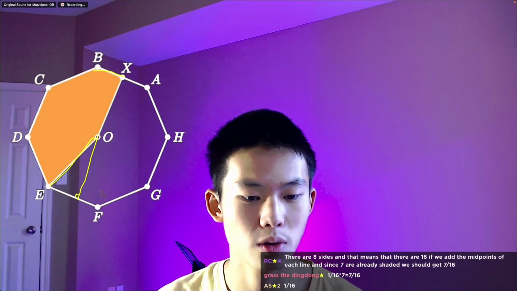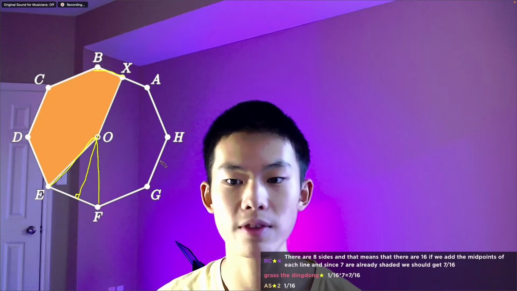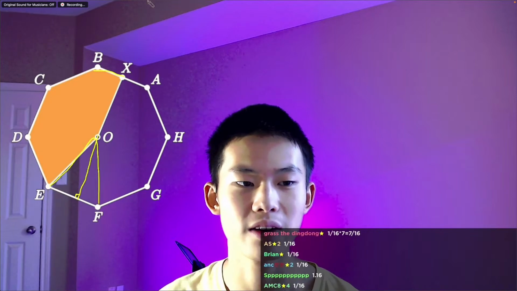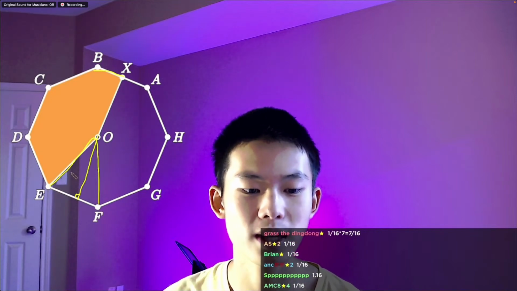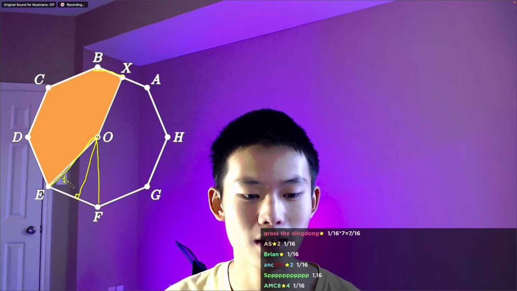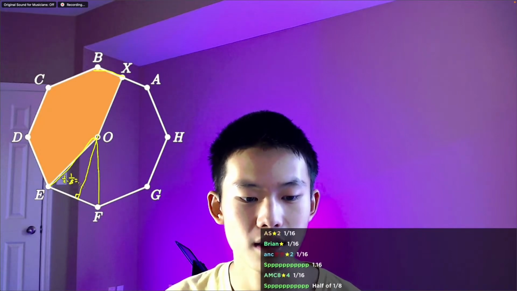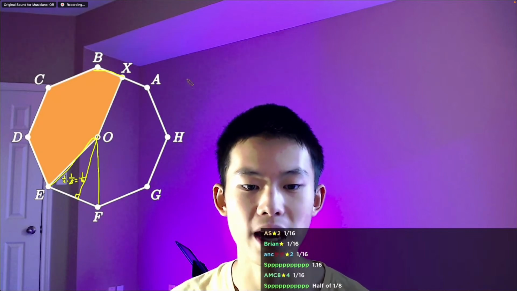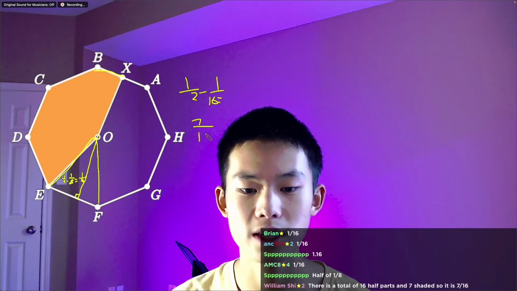Yeah, that's exactly right, 1/16. And the way we can figure this out is that this right triangle is going to be one half of this larger isosceles triangle. So this right triangle is going to be 1/2 of the area of OEF, and OEF, as we know, is going to be 1/8 the area of the entire octagon. So this area is 1/2 times 1/8 equals 1/16 of the area of the octagon. So our total area is going to be 1/2 of the octagon, like I said before, minus 1/16, which gets us 7/16, which is our final answer.